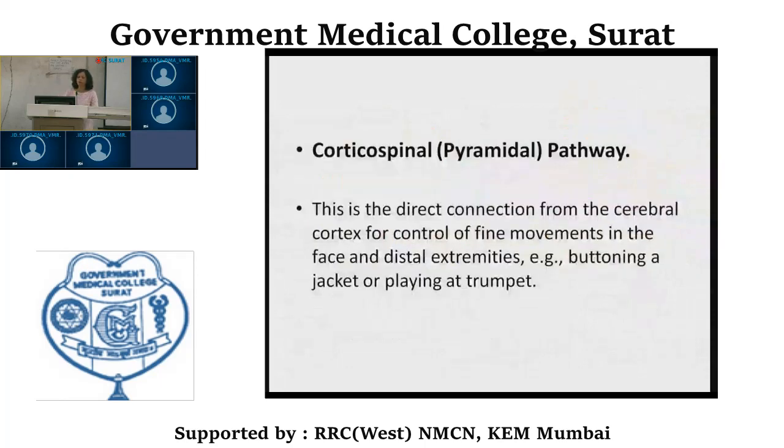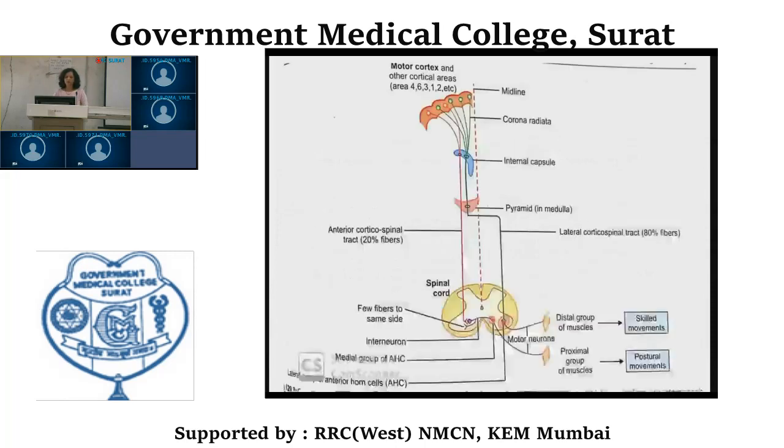This corticospinal or pyramidal pathway has direct connection from the cortex for the control of fine movements in the face and the distal extremities, like the buttoning of a jacket. This function is primarily performed by the lateral corticospinal tract. Here we can see the lateral corticospinal tracts.